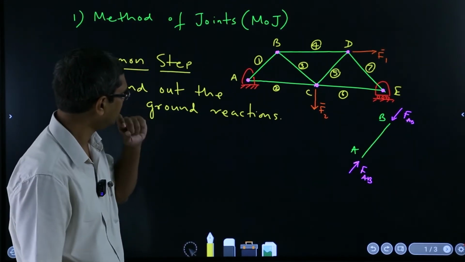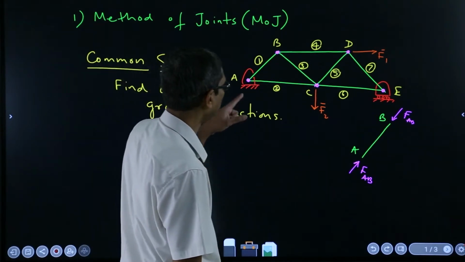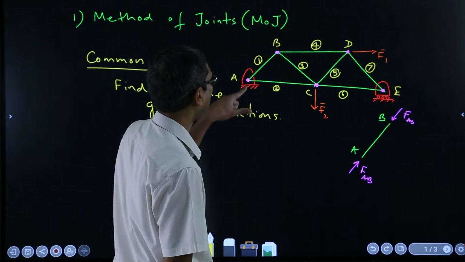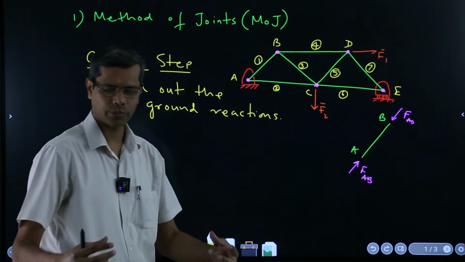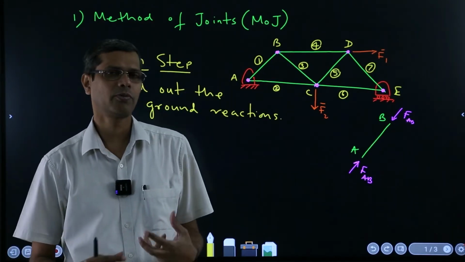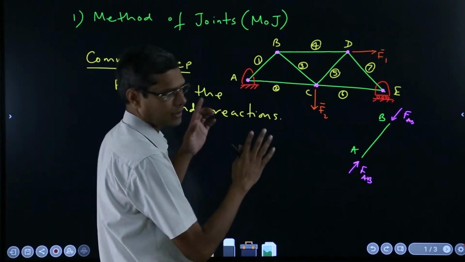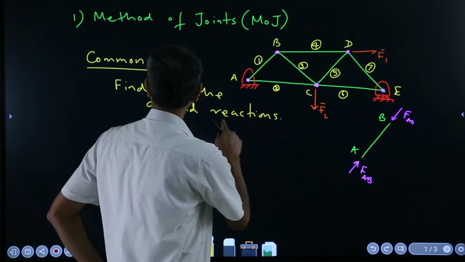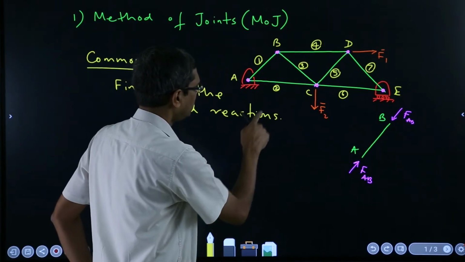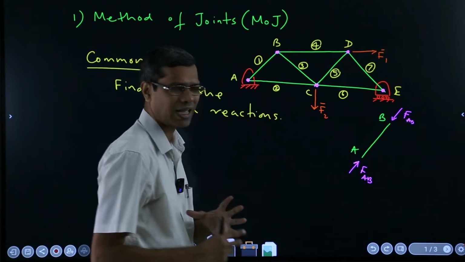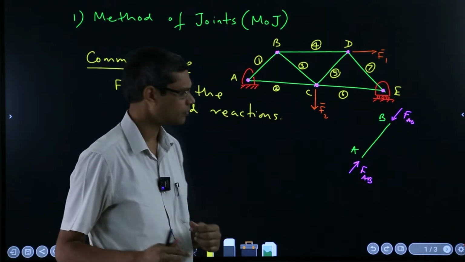Now, what exactly do we have to do in that? See, here intentionally I have chosen the ground supports in such a way that a maximum of 3 unknowns will come, and let us see what I mean by that. Whenever we try to find out the ground reaction, we have discussed that we have to consider the truss as a whole rigid body. Okay.